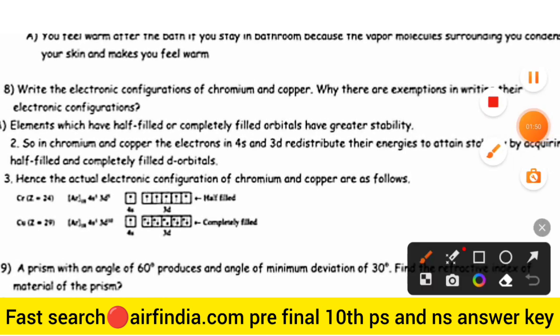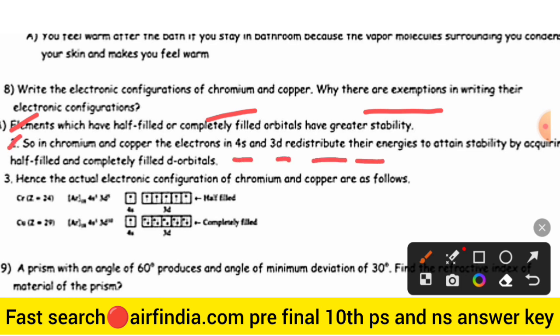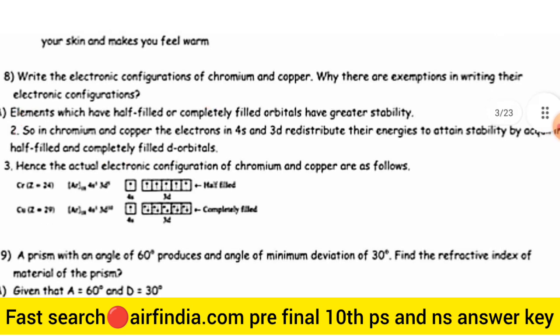Elements which have half-filled or completely filled orbitals have greater stability. So in chromium and copper, the electrons in 4s and 3d redistribute their energies to attain stability by acquiring half-filled and completely filled d orbitals. Hence the actual electronic configuration of chromium and copper are as follows.